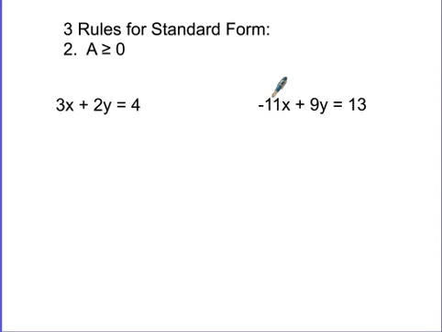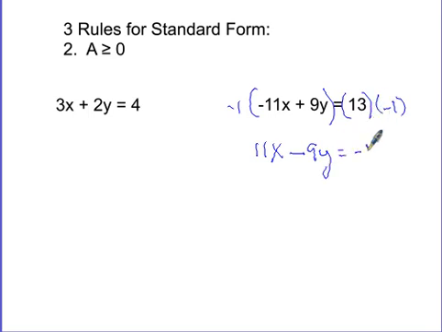Multiply both sides by -1, okay? So if we multiply this side by -1, or if you prefer, you can divide it. I usually do multiply. That works better in my brain. Now we just distribute a -1 on this side, so -1 times -11x is positive 11x. A -1 times a plus 9y becomes minus 9y, and that equals -13.